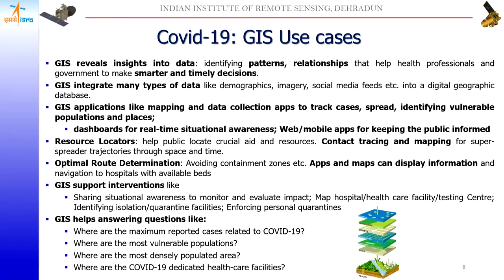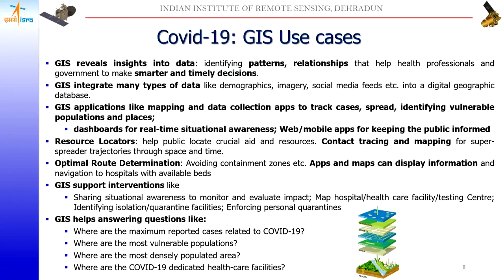The GIS also is helpful in identifying the resource locators. So people can identify where the crucial aids and resources are: COVID care centers, quarantine centers, test centers. Further, contact tracing and mapping could be done, because we know that it spreads from a human being to a human being, and in case a person is affected, we can identify what the contacts are, and we can trace them over space and time.